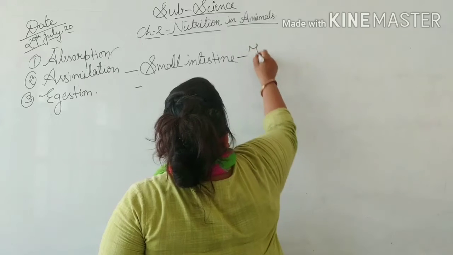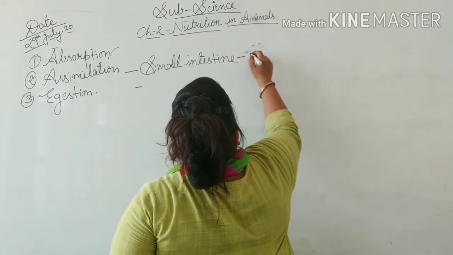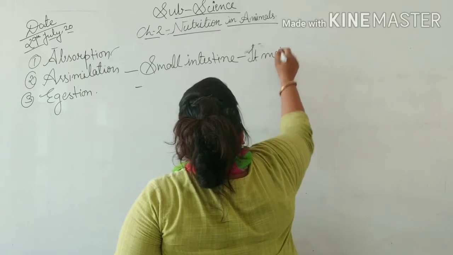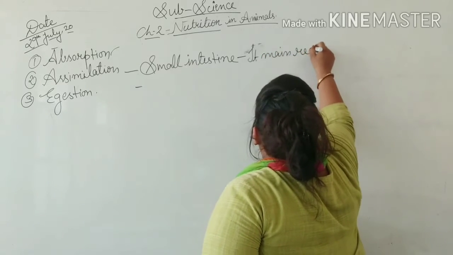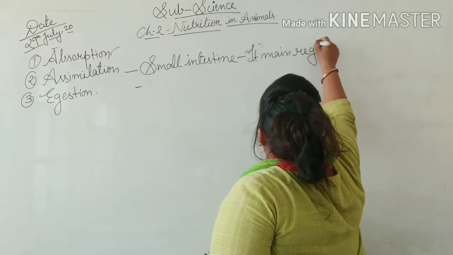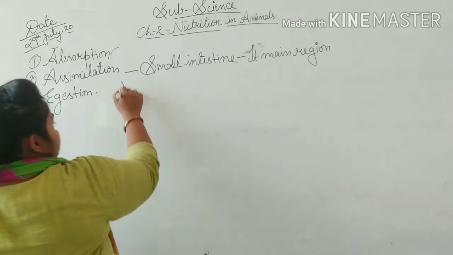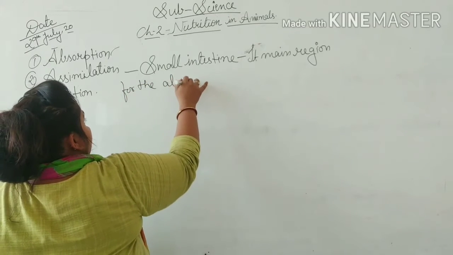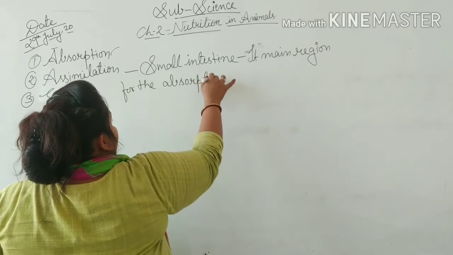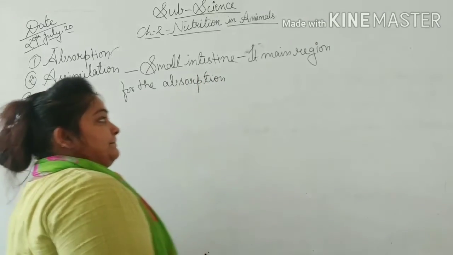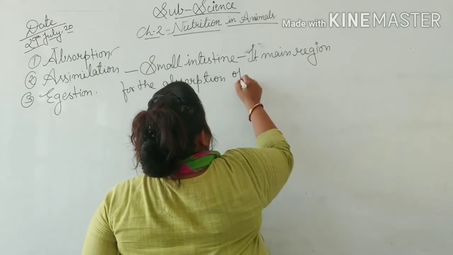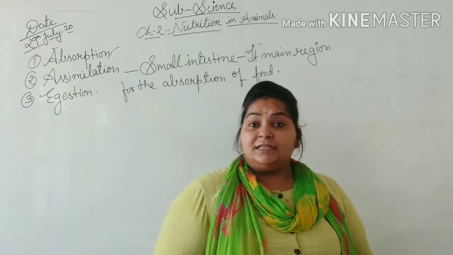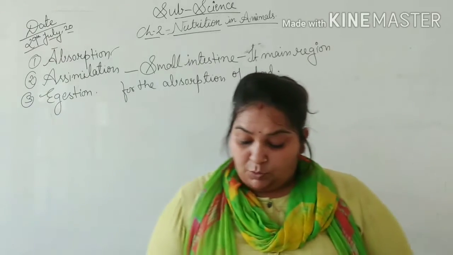It's the main reason for the absorption of food, because only here are the nutrients formed from the food and passed into the blood vessels which get in touch with us. Okay, now what happens next?